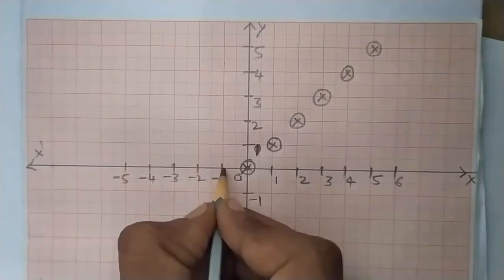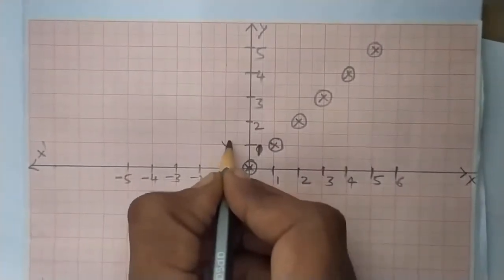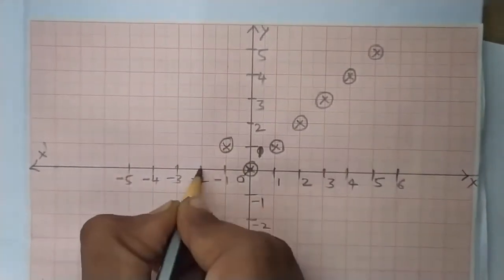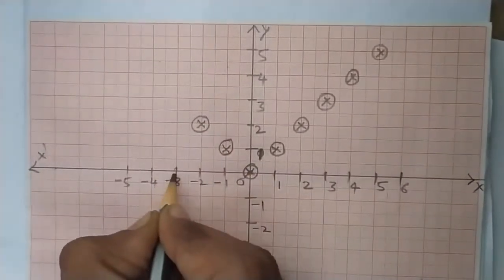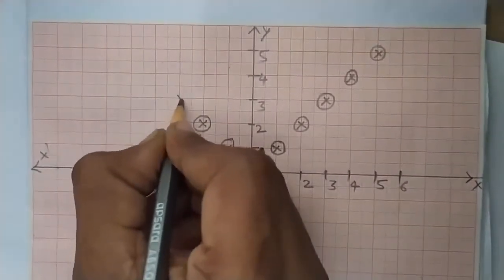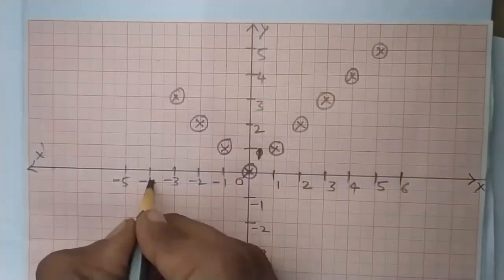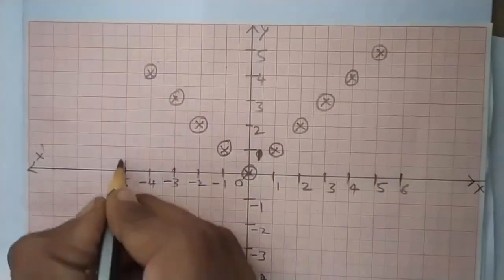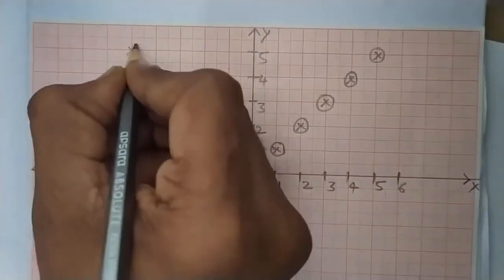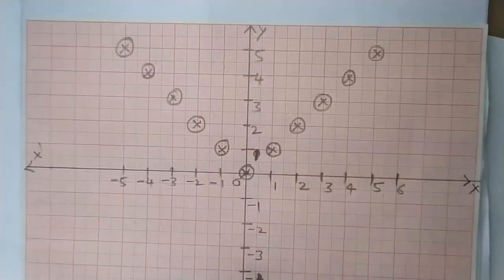Now, if x equals minus 1, then y equals plus 1. If x equals minus 2, then y equals plus 2. If x equals minus 3, then y equals plus 3. If x equals minus 4, y equals plus 4. If x equals minus 5, then y equals plus 5.